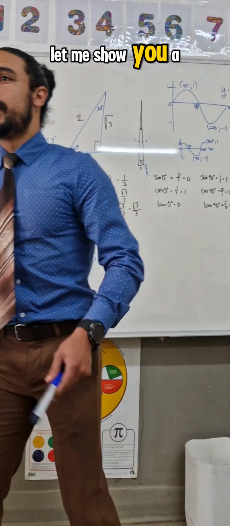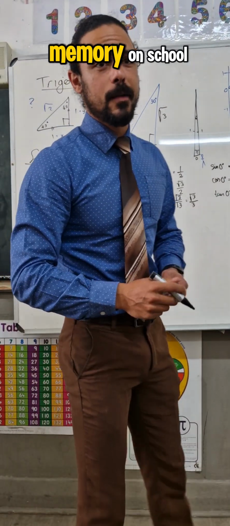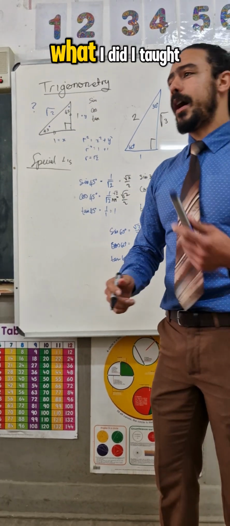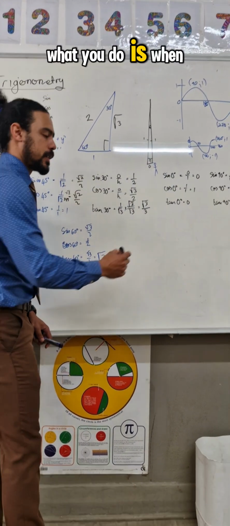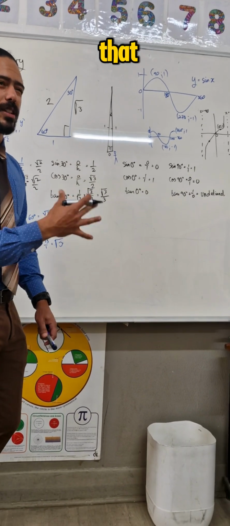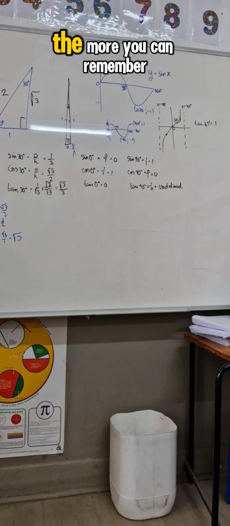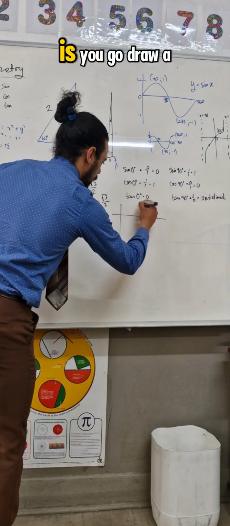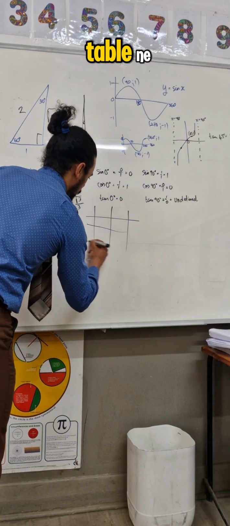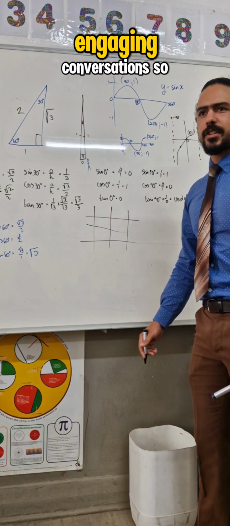Let me show you a cheat, because I was very lazy and I didn't have a good memory at school. What I did, I taught myself a trick. There's a lot of information to remember, and the more you practice, the more you can remember this. But let me show you a quick trick. You go draw a table, because if you sit around the table, you have a lot of engaging conversation.